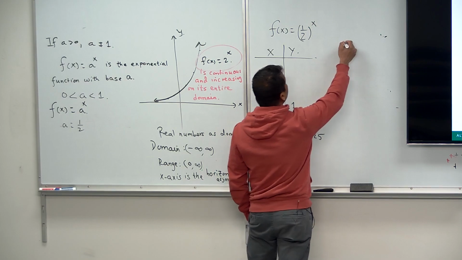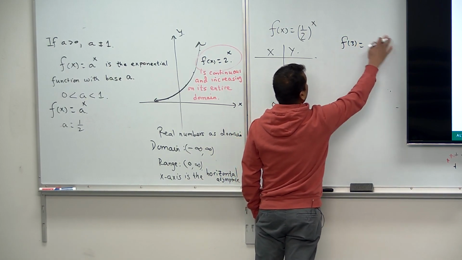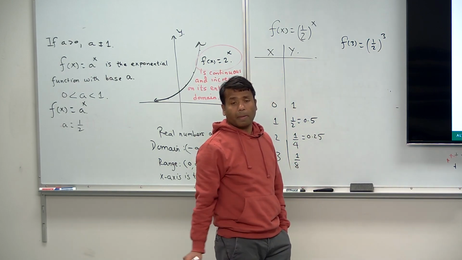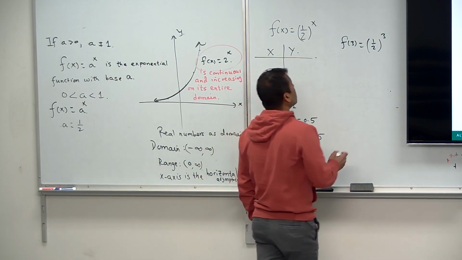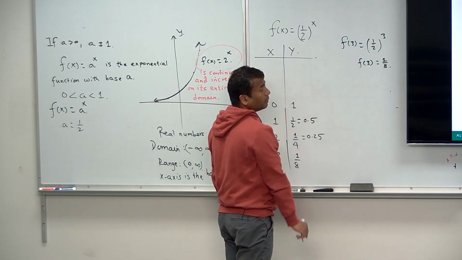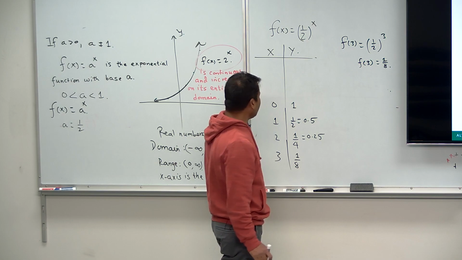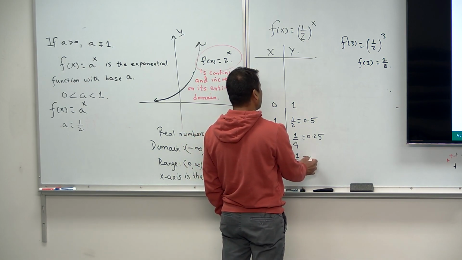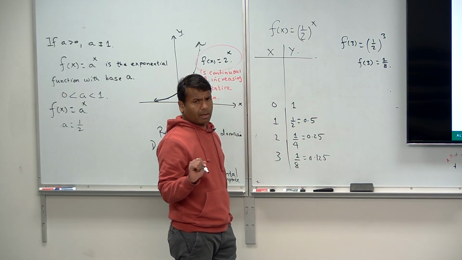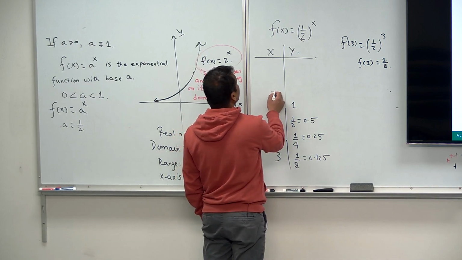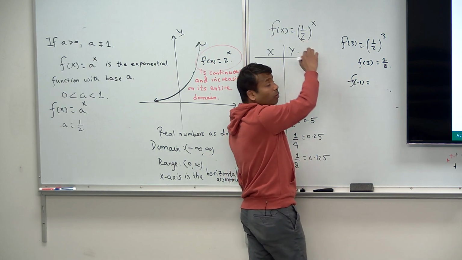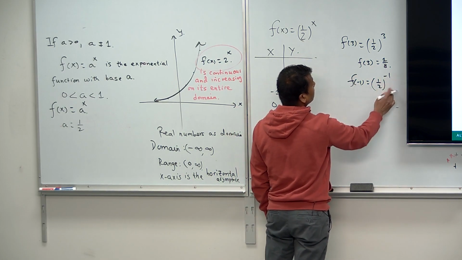Are you with me, guys? If you plug in x equal to 3, f(3) is going to be 1/2 raised to the power 3, so that is 1 over 8. So that's what I'm talking about. And 1 over 8 is 0.125, right? Yeah, 0.125. Now if you plug in -1, what is f(-1)? You plug in x equal to -1 here, so this will be half to the power -1.